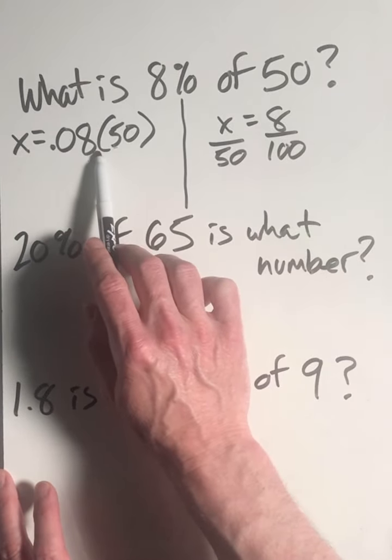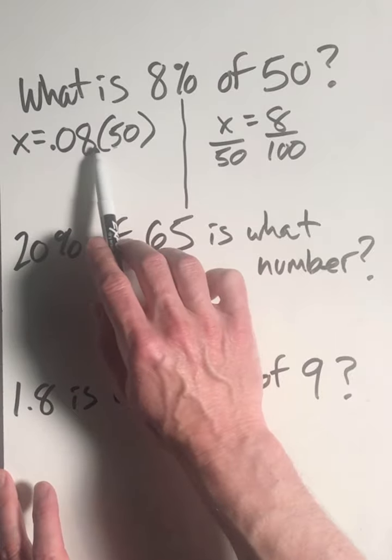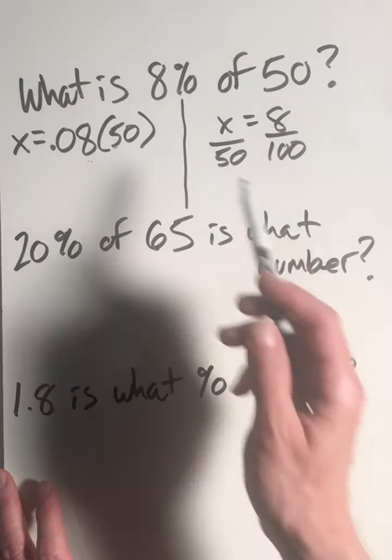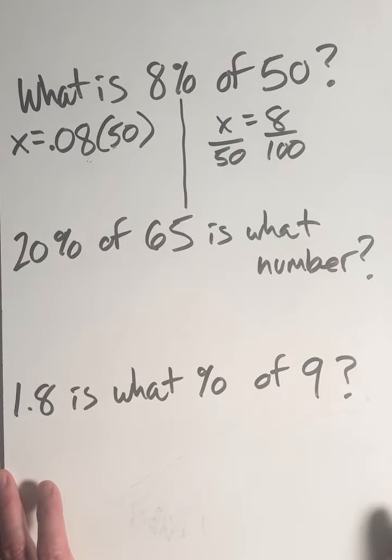Well, this isn't really 8. This is 8 with the decimal point moved over twice. It's 8 divided by 100. So I'm going through the same two steps to solve for x. It just looks a little differently.